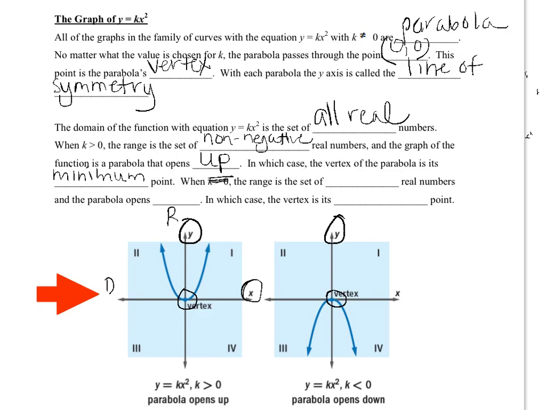When k, and this should say k is less than 0, so if you're multiplying that x squared by a number less than 0, the range is the set of non-positive real numbers. In other words, your range, your y-axis, it's all the numbers less than 0. You can see why that graph is below the x-axis, because all the y numbers are negative, non-positive. And the parabola opens down like a frown, in which case the vertex is its maximum point. That vertex is the highest point it's going to be on that graph.